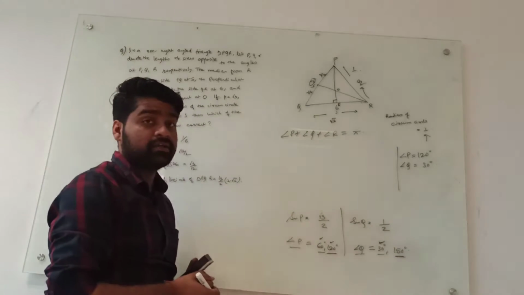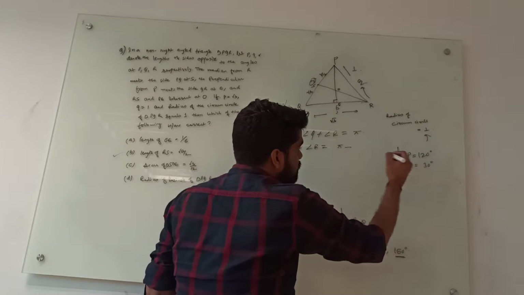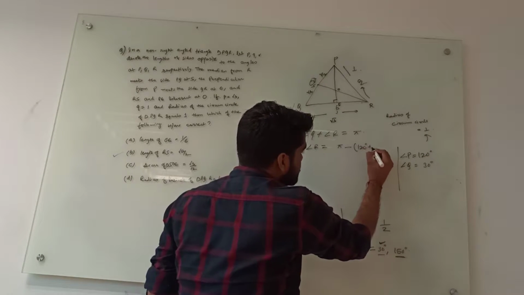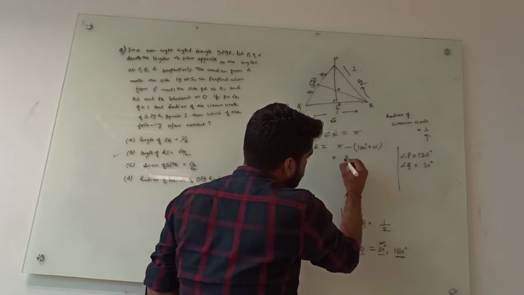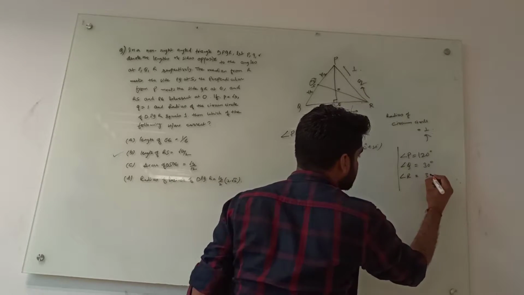Now we have got two of the angles. We can clearly find the other one. So angle R will be equal to what? Pi minus (120 plus 30), which will be equal to 30 degrees. So we have got the value of angle R also as 30 degrees.